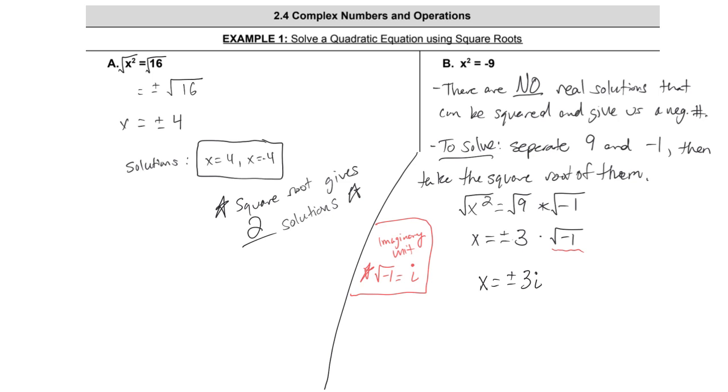This is what essentially happens when you have a negative number and you're taking the square root. You get a solution with an i unit, or imaginary unit, because when we square root negative 1, it is equal to i, the imaginary unit.